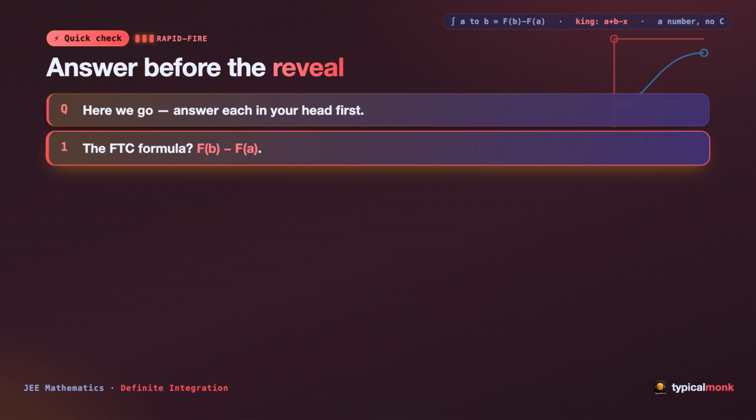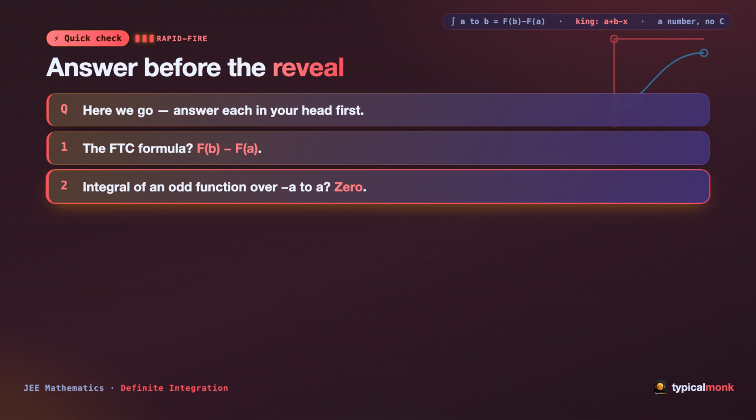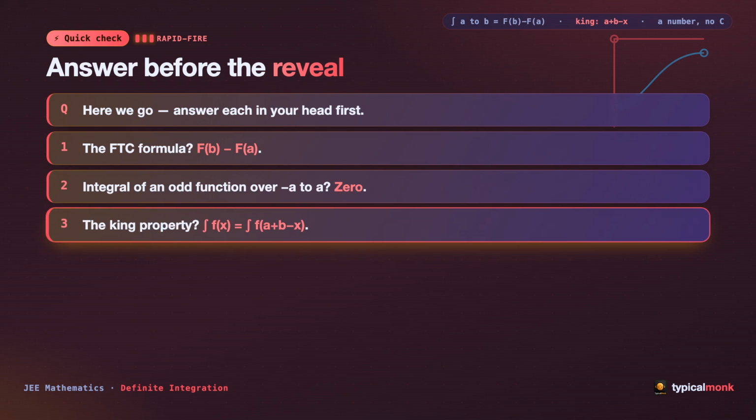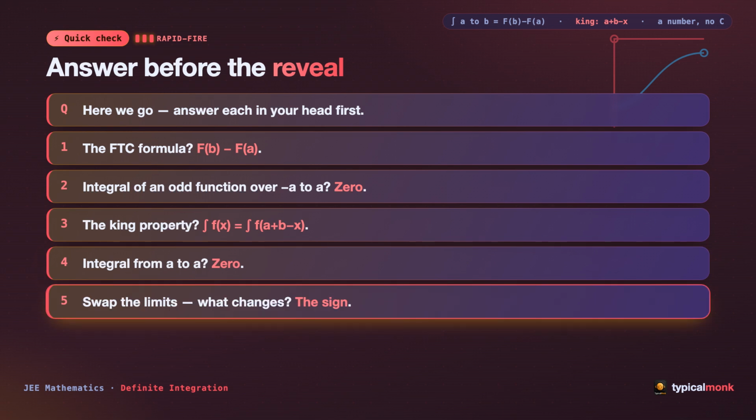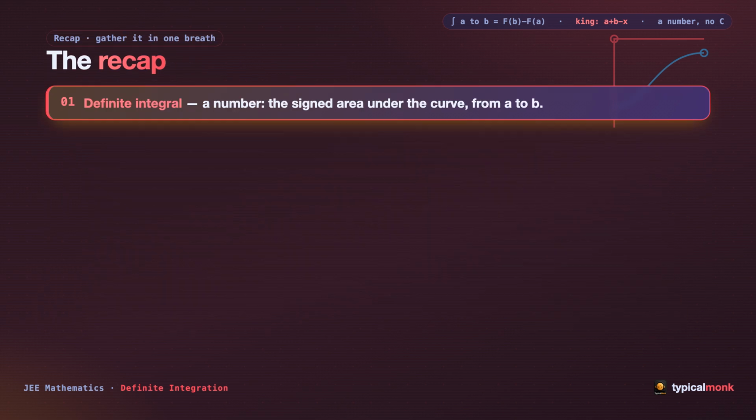Here we go. Question 1. The fundamental theorem formula: capital F of b minus capital F of a. Question 2. The integral of an odd function over minus a to a: 0. Question 3. The king property: the integral of f of x equals the integral of f of a plus b minus x. Question 4. The integral from a to a: 0. And question 5. Swap the limits. What changes? The sign.